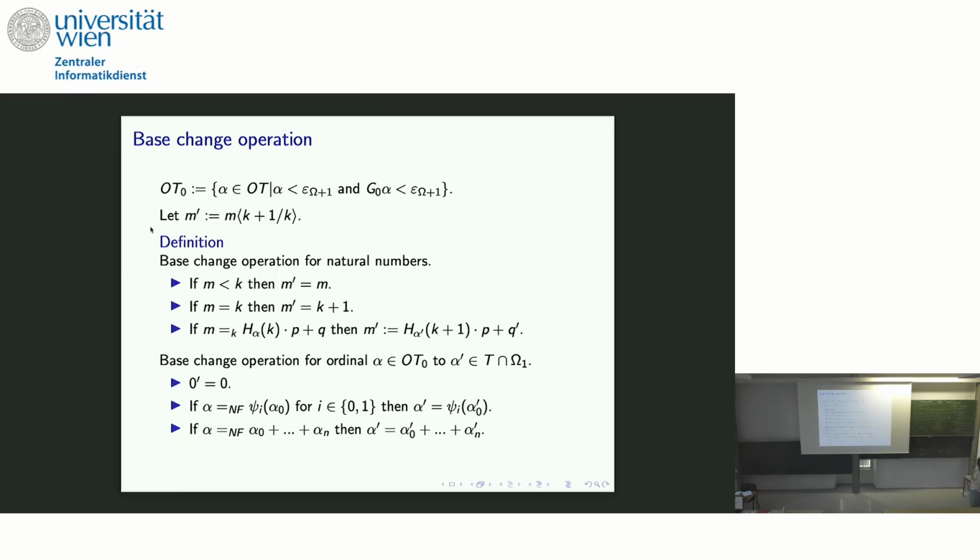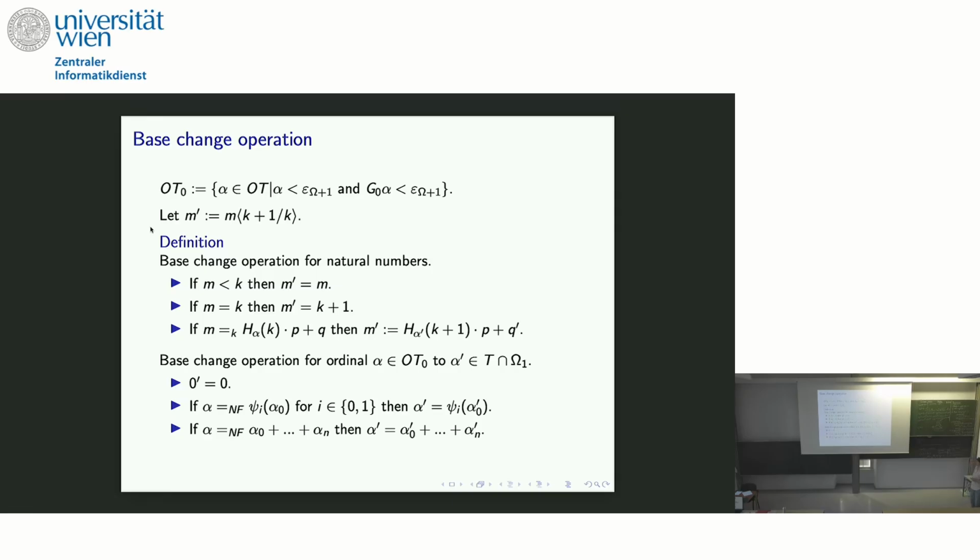I have to define base change operation. So this is just a shortcut for the ordinals that we are using. This is the set of ordinals that I'm using to index H here. So I had that M is equal to H alpha K times P plus Q. And this alpha here, it's coming from this.